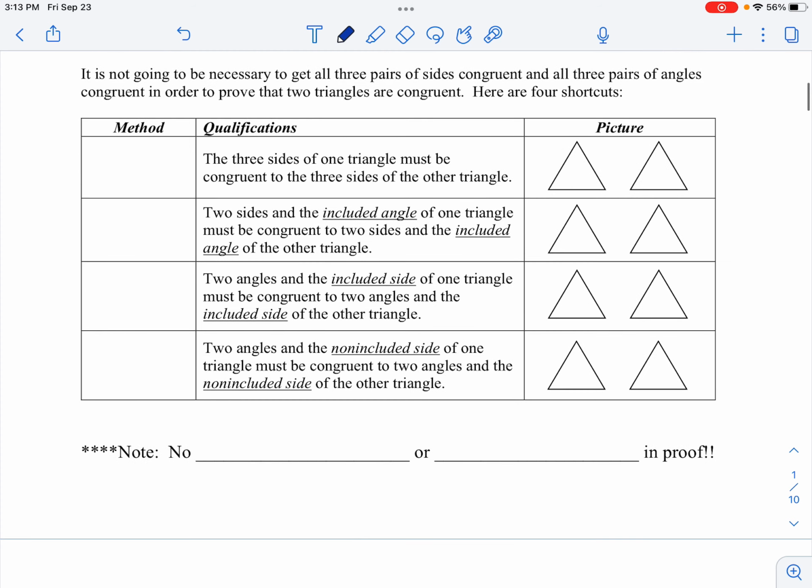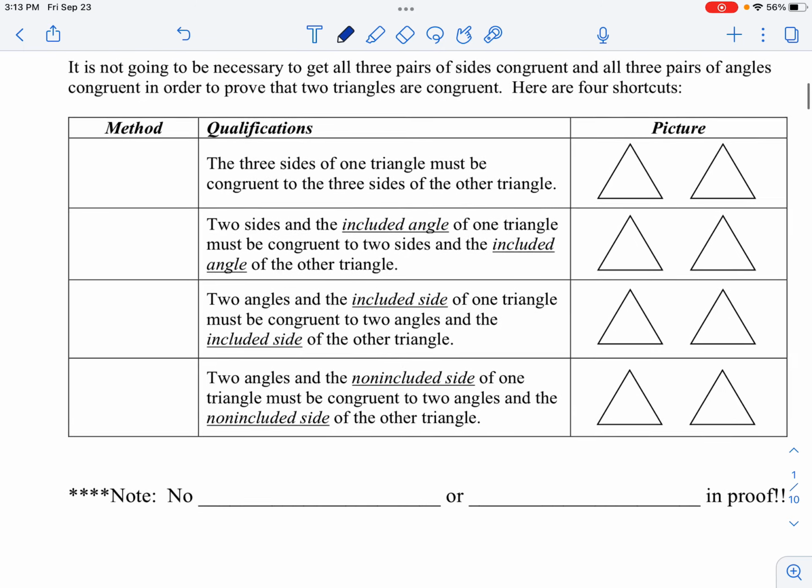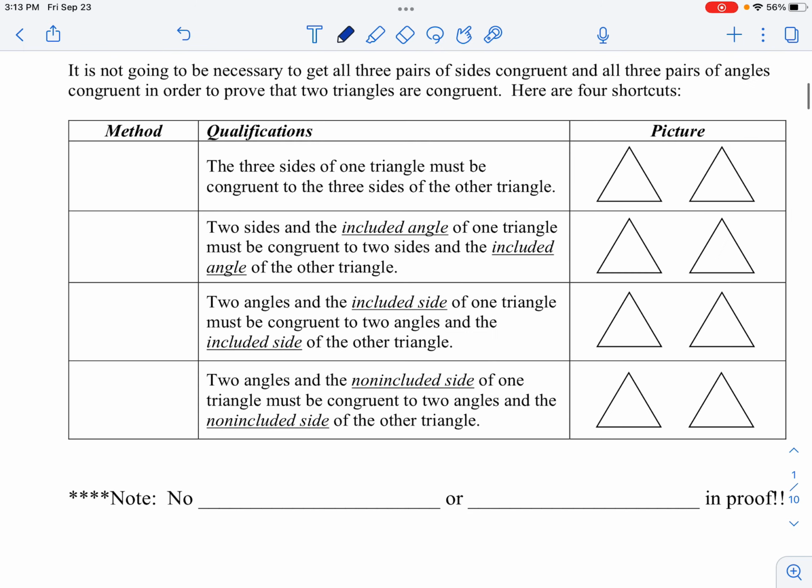So here we go. We're going to use some abbreviations. We'll have some words. We'll make some pictures. Everyone's going to be really happy about it. So the first one will be known as SSS, which stands for side, side, side. So 3 sides of one triangle congruent to 3 sides of the other triangle. That's side, side, side. It's a great one.